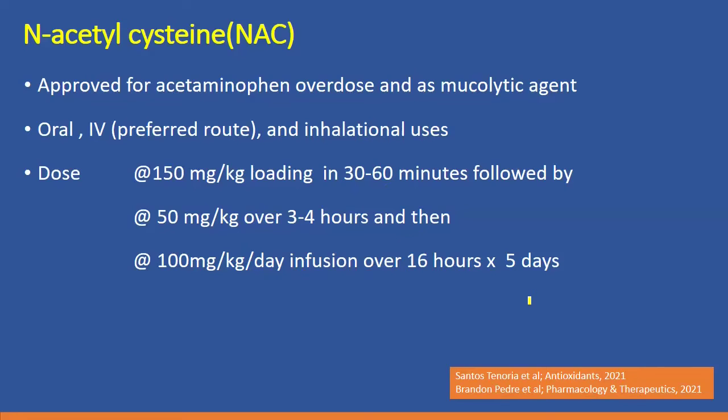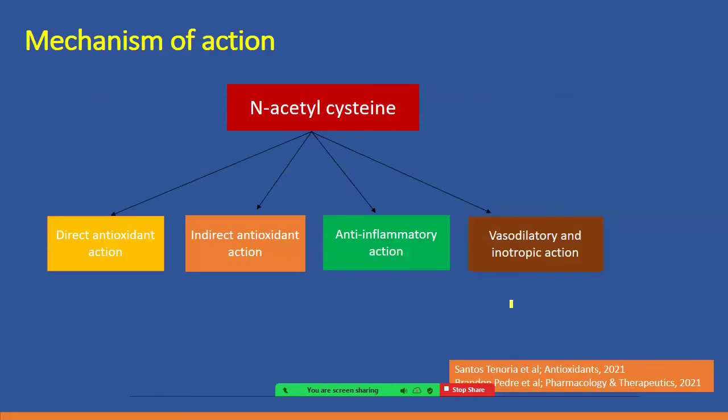The side effect profile is quite safe and can be used even in patients who have multi-system involvement. So now coming to the mechanism of action. How does N-acetylcysteine help in patients with dengue hepatitis or dengue associated acute liver failure?